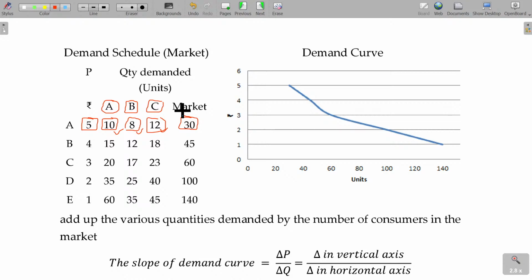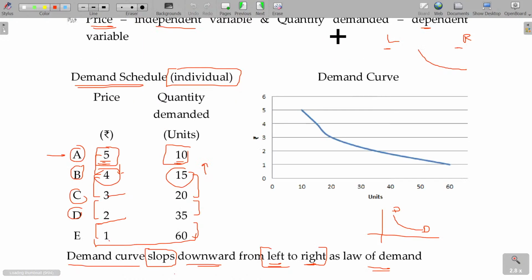That's called market demand. You can plot that in the graph. That graph will always be called the demand curve. That demand curve slopes downward and falls from left to right. So adding up the various quantities demanded by the number of consumers in the market is called market demand. This is called the market demand schedule, and this is the market demand curve. There is no big difference between the demand curve of an individual and of the market. Both are the same, the only thing is the summed up value.